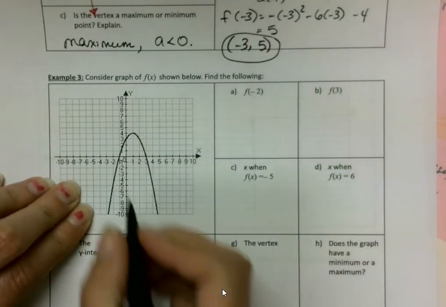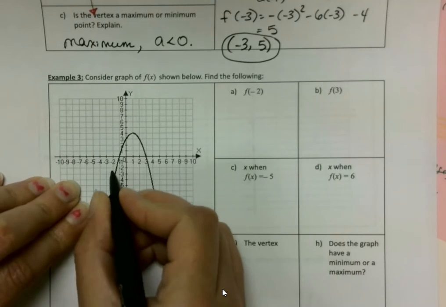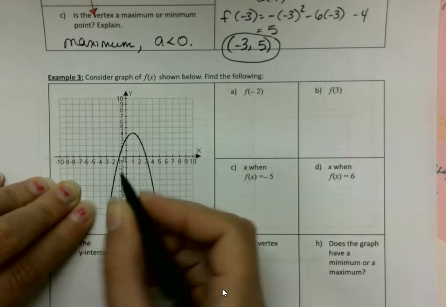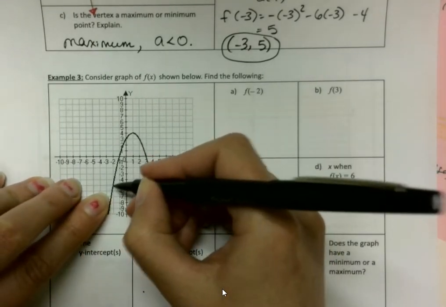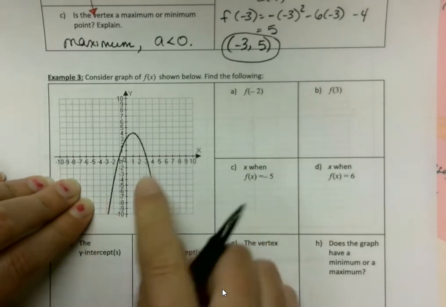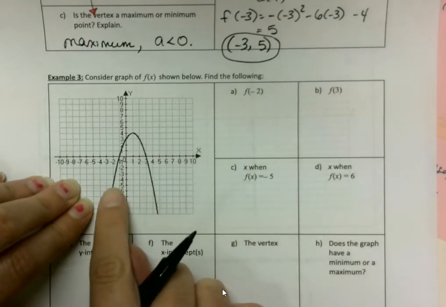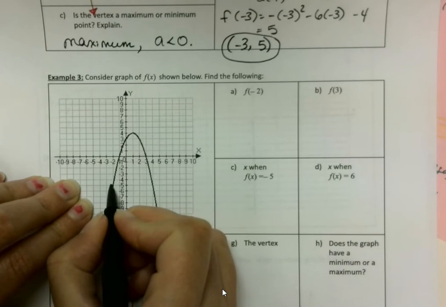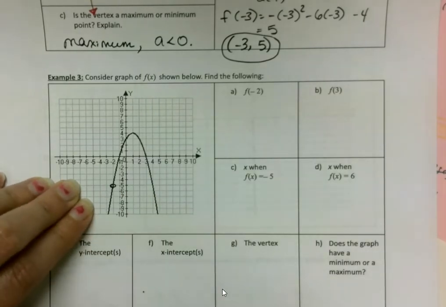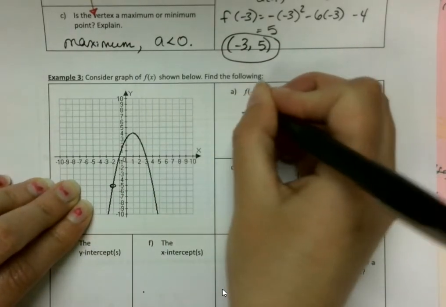First, f of -2. So -2 being the x value, if I trace that down, it's actually a little hard for me to tell. I don't believe it goes through at -4. It looks like -5 is where it's going to be going through. I'm going to call that one -5.